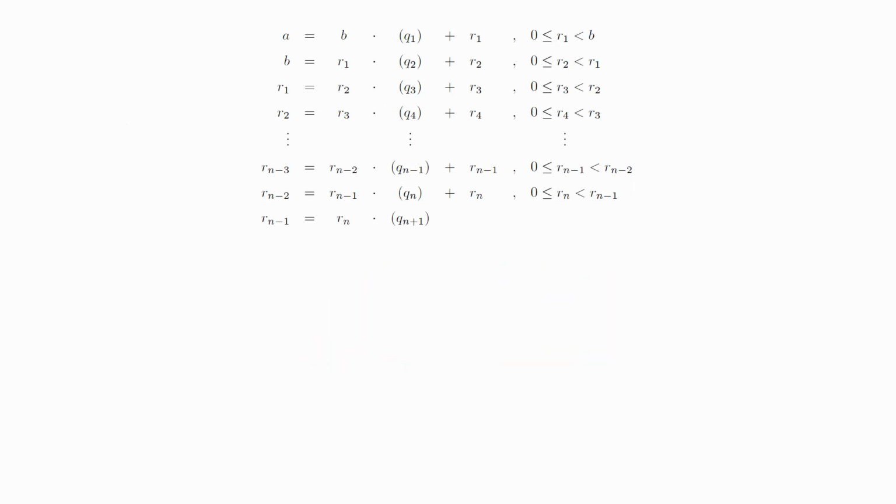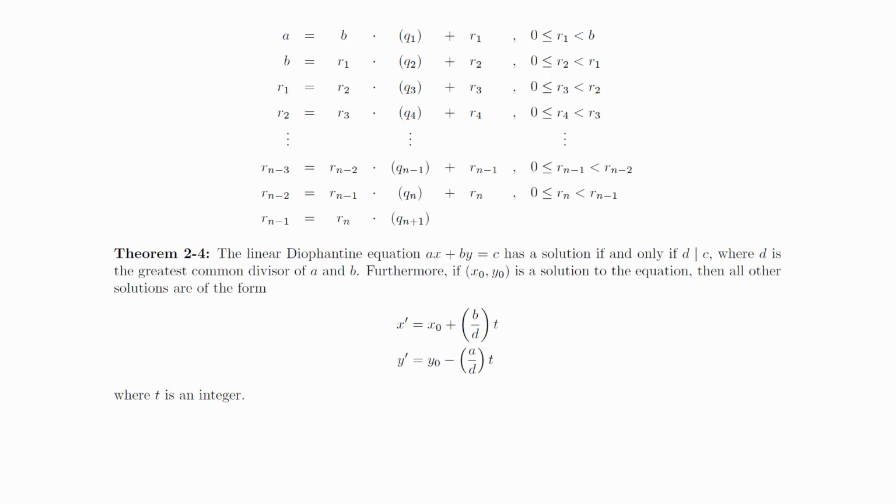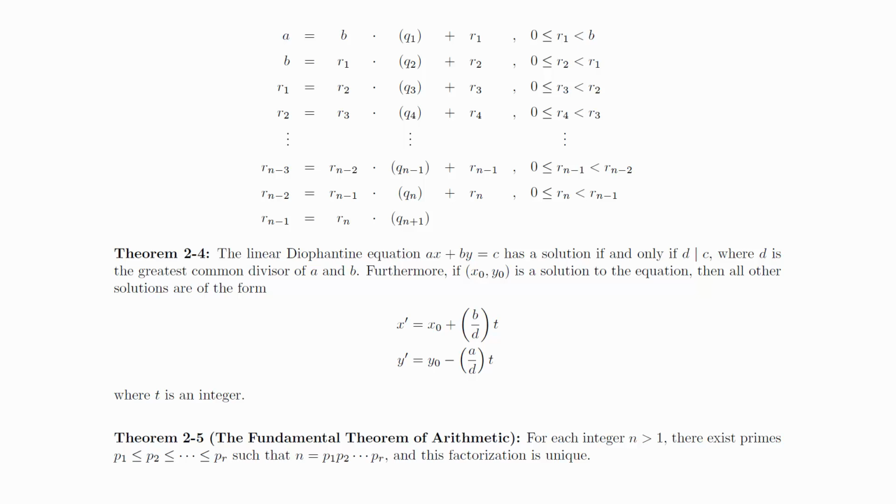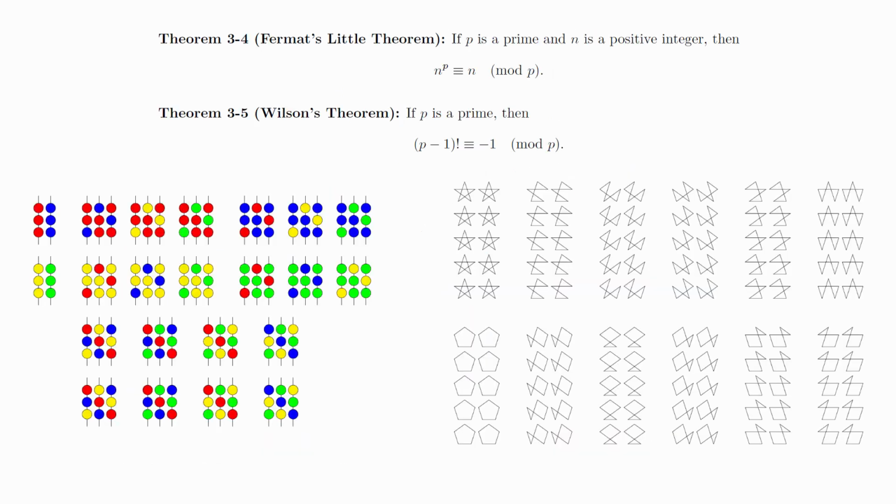Chapter 2 discussed divisibility and the Euclidean algorithm. In this chapter, we saw how to determine whether linear Diophantine equations had solutions, and we also used the Euclidean algorithm to find them when they did. We also looked at the fundamental theorem of arithmetic, which tells us that all natural numbers greater than 1 have unique prime factorizations.